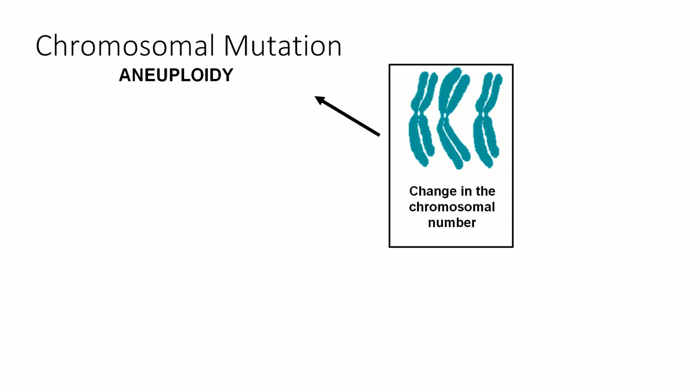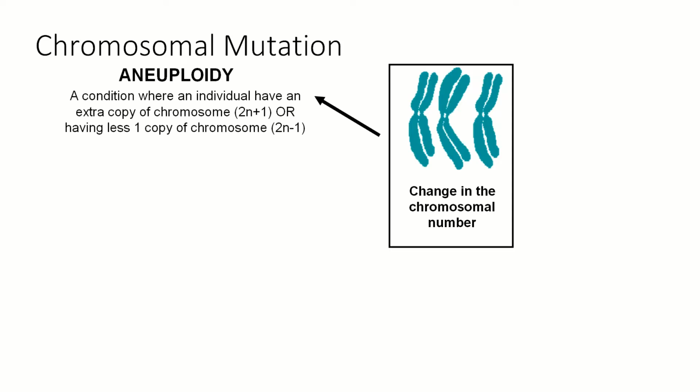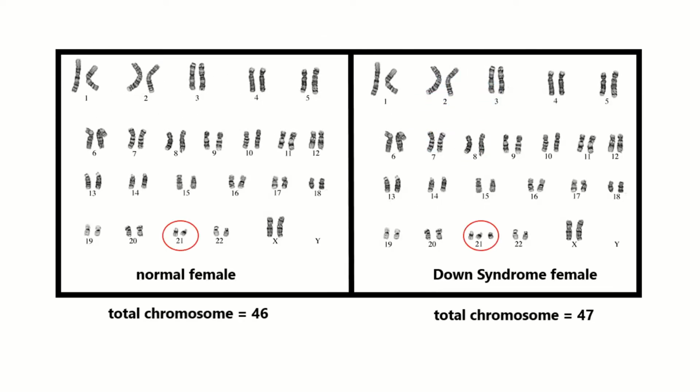The first one is aneuploidy, which is the condition whereby an individual has one extra copy, 2n plus 1, diploid plus 1, or one less copy of a chromosome, 2n minus 1 or diploid minus 1. This is an example of a normal female and a Down syndrome female. A normal female, just like any other normal human, carries a total of 46 chromosomes, but for a Down syndrome female, the total number of chromosomes is 47. This is because a Down syndrome individual will have one extra copy of chromosome number 21.